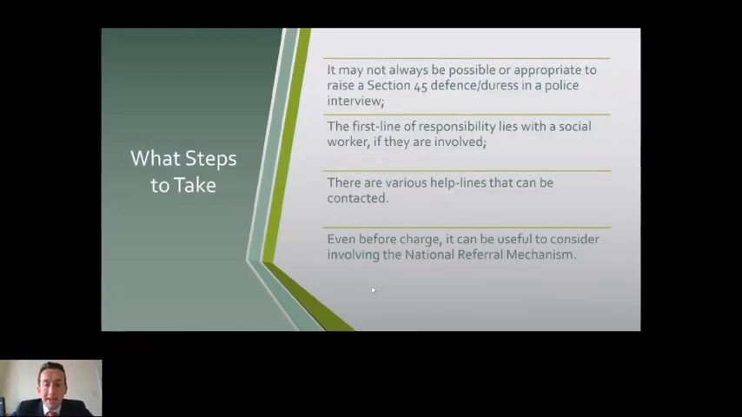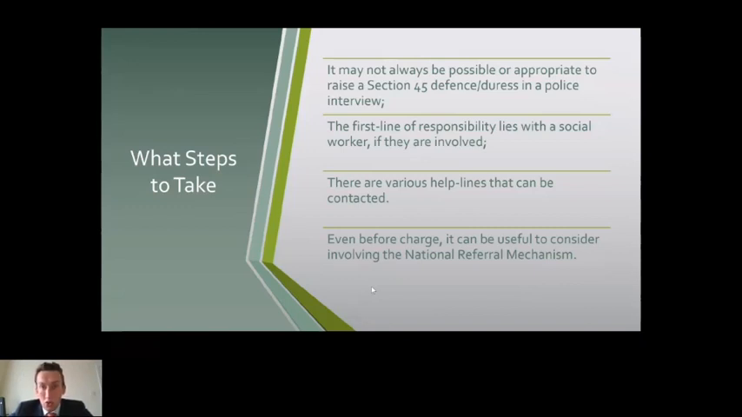In terms of what steps to take, normally these sort of cases result in no comment, because there is some sort of acceptance of criminal wrongdoing and some sort of acceptance of being involved. If possible, then Section 45 and duress can be raised in a police interview. If it can't, then it can be remedied in due course.